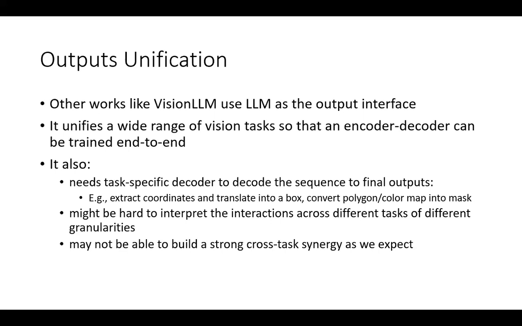Indeed, it will unify a wide range of vision tasks so that the encoder decoder can be trained end-to-end for different types of tasks and different types of input and output. In the meanwhile, it also requires a task-specific decoder to decode the sequence. For example, it will extract the coordinates and translate them into a box, or convert the polygon coordinates into a mask, etc. And also use another VQVAE decoder to decode the hidden feature map, or hidden sequence, to a mask or to a depth map. And it might be hard to integrate the interaction across different tasks of different granularities, because you always see a sequence. You cannot understand exactly what kind of behavior the model is doing. And furthermore, it may not be able to build a strong cross-task synergy as we expect.